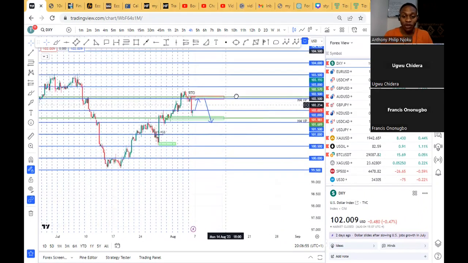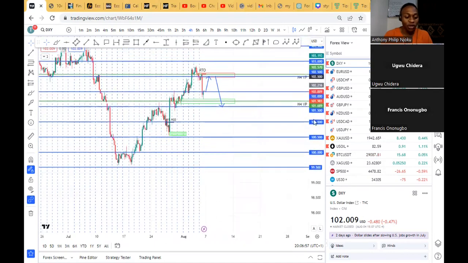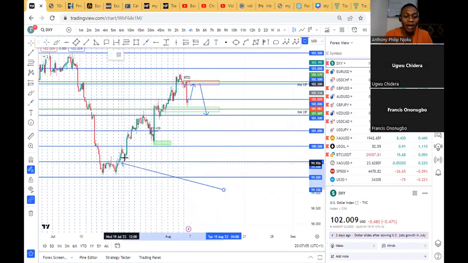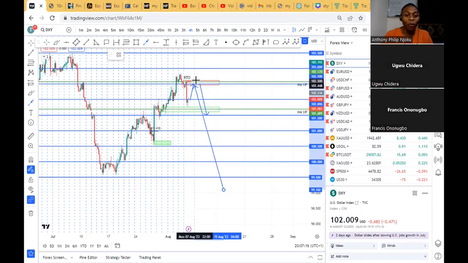DXY shows the strength of the dollar. And for the strength of the dollar currently, we can see that the dollar had a massive uptrend. And after this uptrend, during NFP, there was a spike to the downside. So I'm expecting more down push.